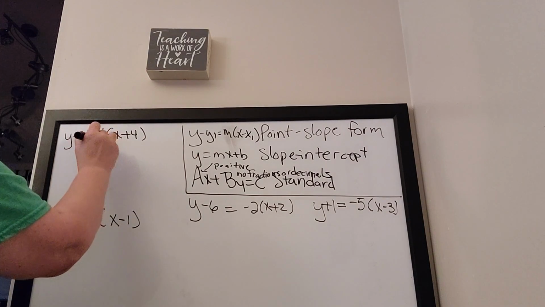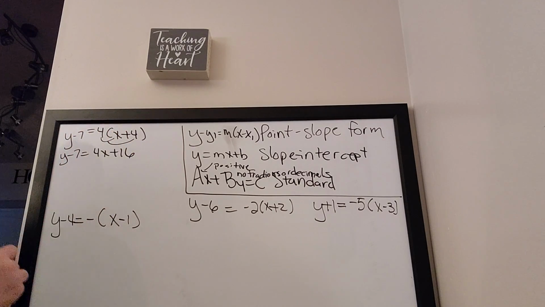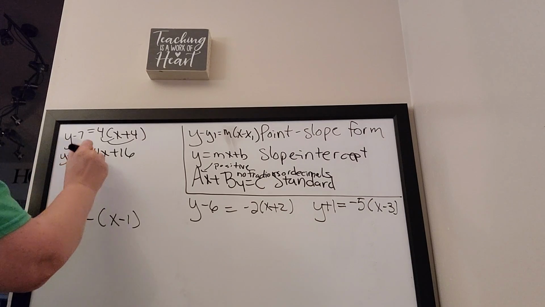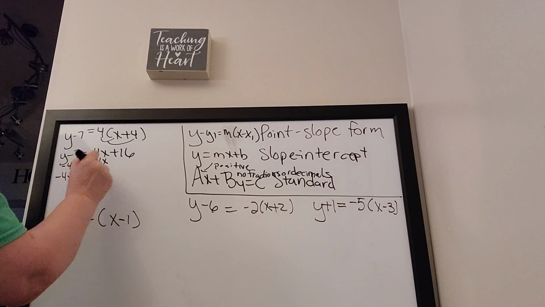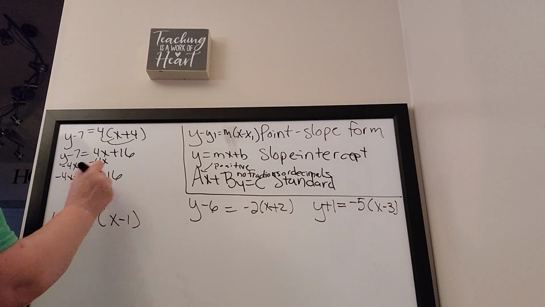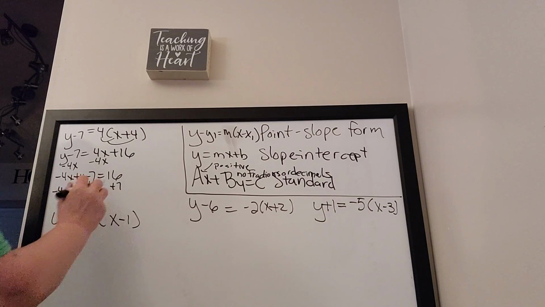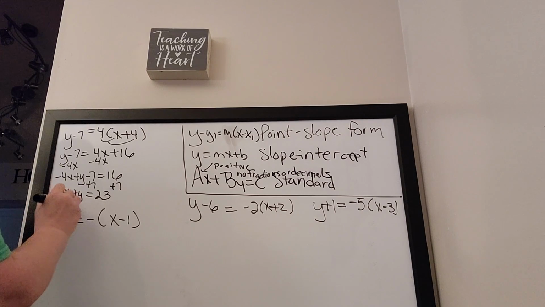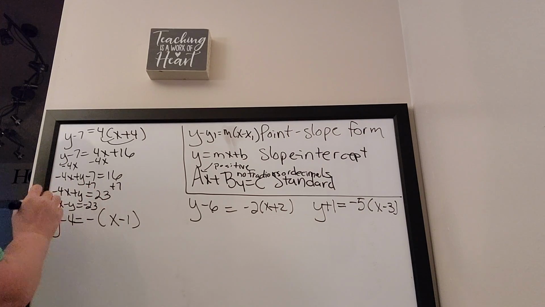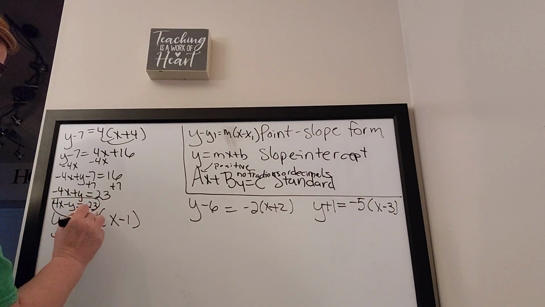So first thing we're going to do is distributive. Y minus 7 equals 4x plus 16. I need the x over here, so I'm going to subtract 4x from both sides. So I get negative 4x plus y minus 7 equals 16. Add 7 to both sides because we need that constant over there. Negative 4x plus y equals 23. And we can't have a negative on the x, remember? So we need to change all the signs. 4x minus y equals negative 23. That's the final answer.